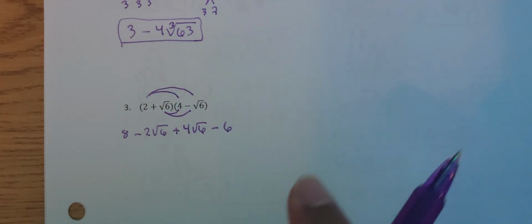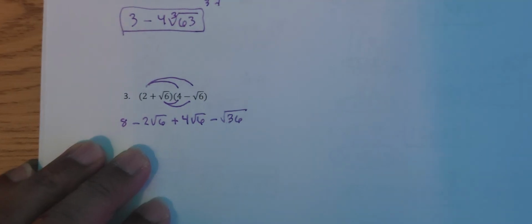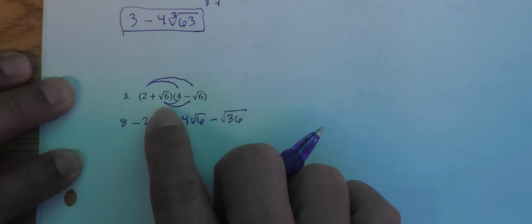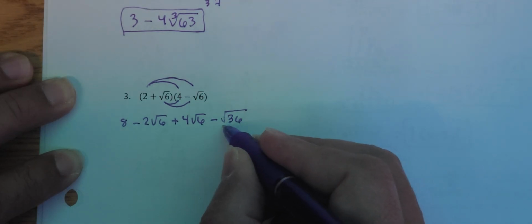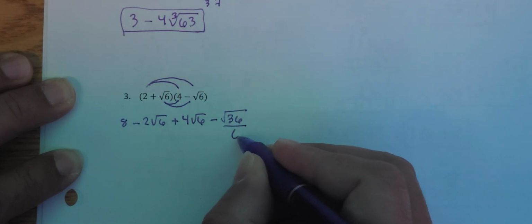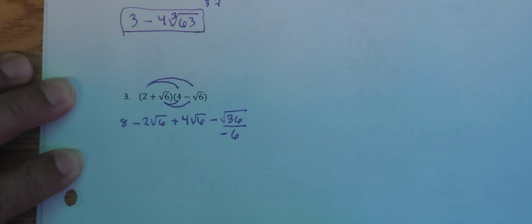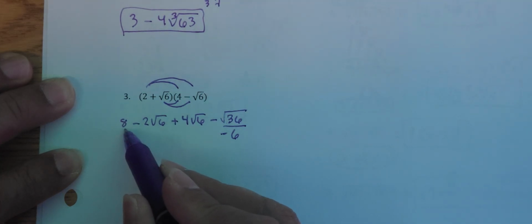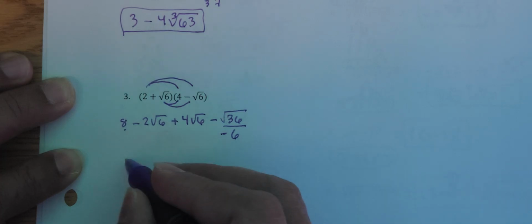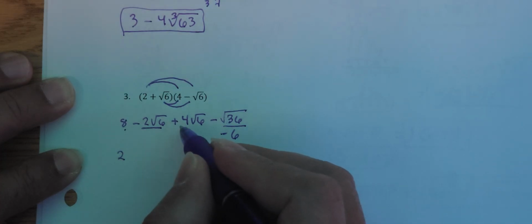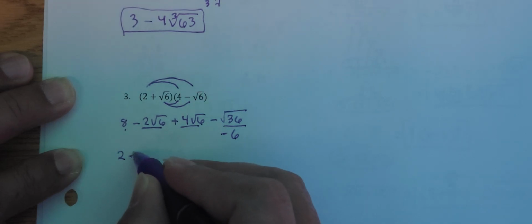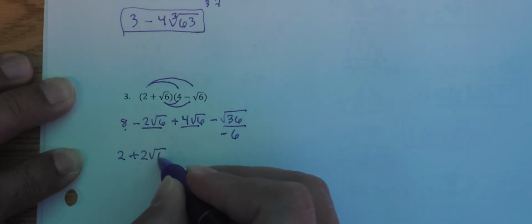Okay, maybe let me just write it down so that I don't confuse, so I rewrote it. So this is 6 times 6, which is 36. But then again, we know that the square root of 36 is 6, so then this becomes minus 6. So notice I have positive 8 and negative 6 combined to positive 2. Negative 2 square root of 6 plus 4 square root of 6, that's plus 2 square root of 6.